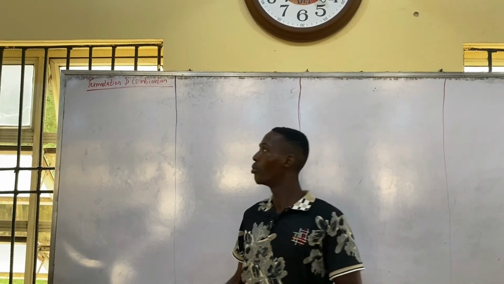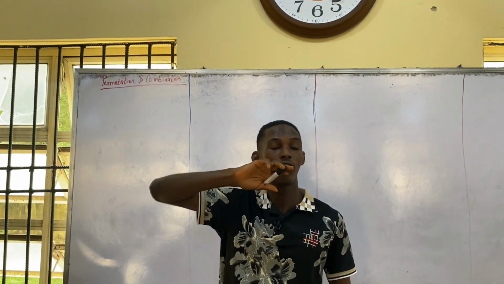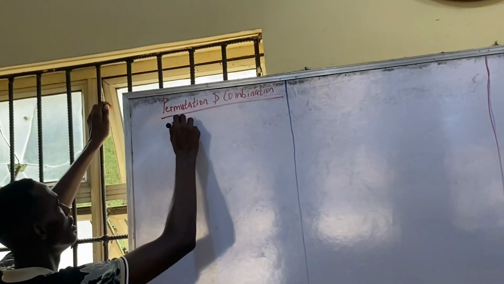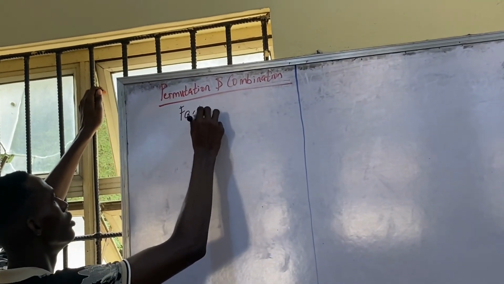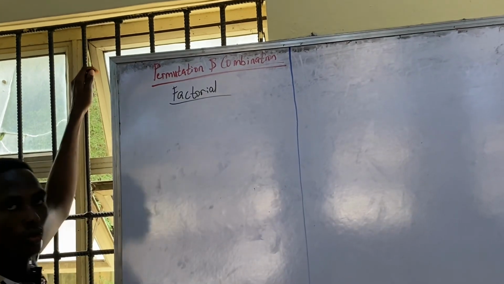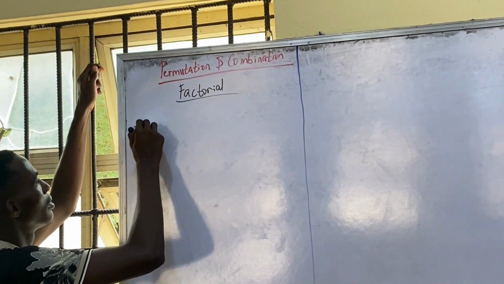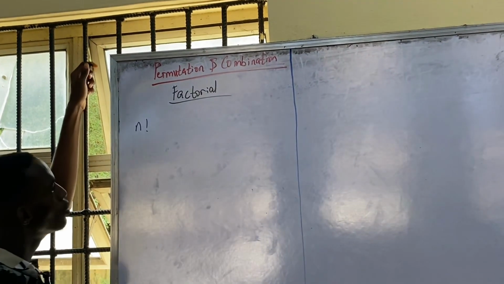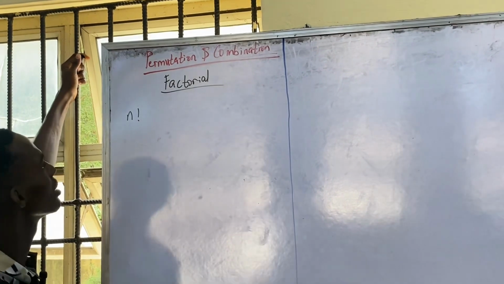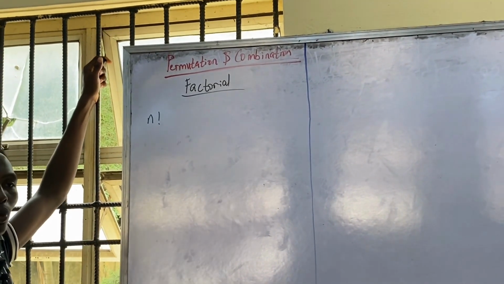But before you can know your permutation and combination, you need to know what we call factorial. Without this factorial, there is no way you will be able to know your permutation and combination. Now, the factorial is denoted by this. This means the product of consecutive numbers in descending order from the beginning to 1.